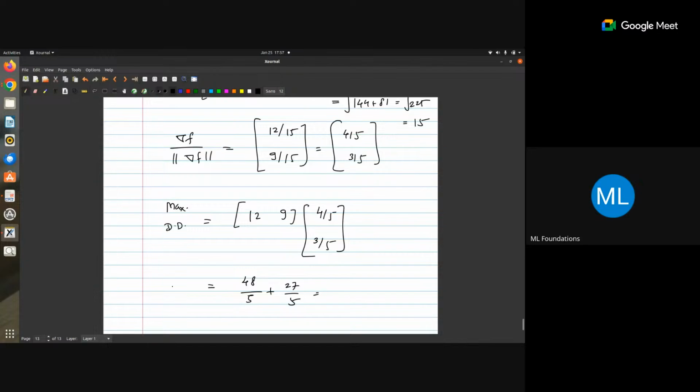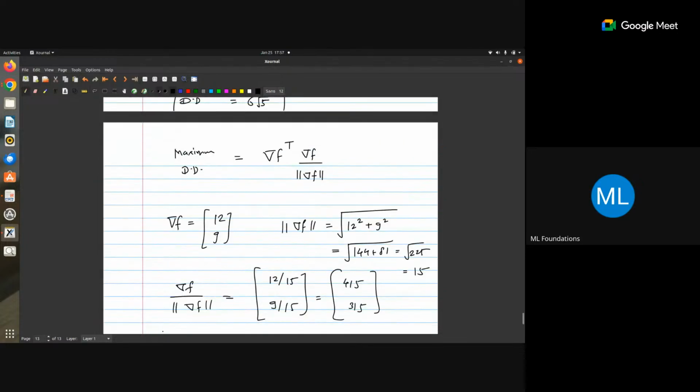So 48 plus 27 is 75, by 5, which is 15. So 15 is the maximum directional derivative. Just look at it. If any doubts are there, let me know.